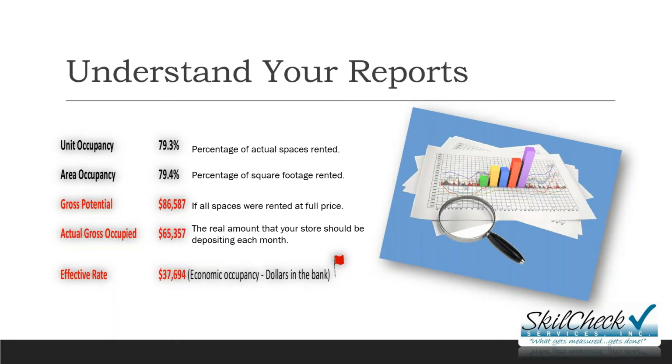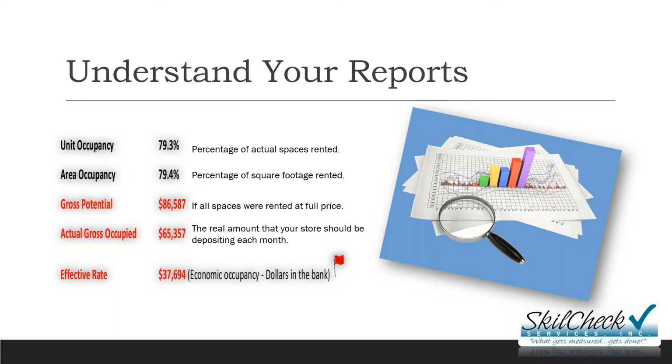So let's look at this particular example when you're understanding your reports. The unit occupancy is 79.3. This is, again, the percentage of the actual spaces rented. And the area occupancy is 79.4. That's the percentage of the square footage. What that means is that you may have larger spaces or smaller spaces rented. You can see it in the area occupancy, because I've looked at that before and said, "Wow, looks like all your big spaces are rented, but you have a lot of little spaces left." I would know that just from the area occupancy.